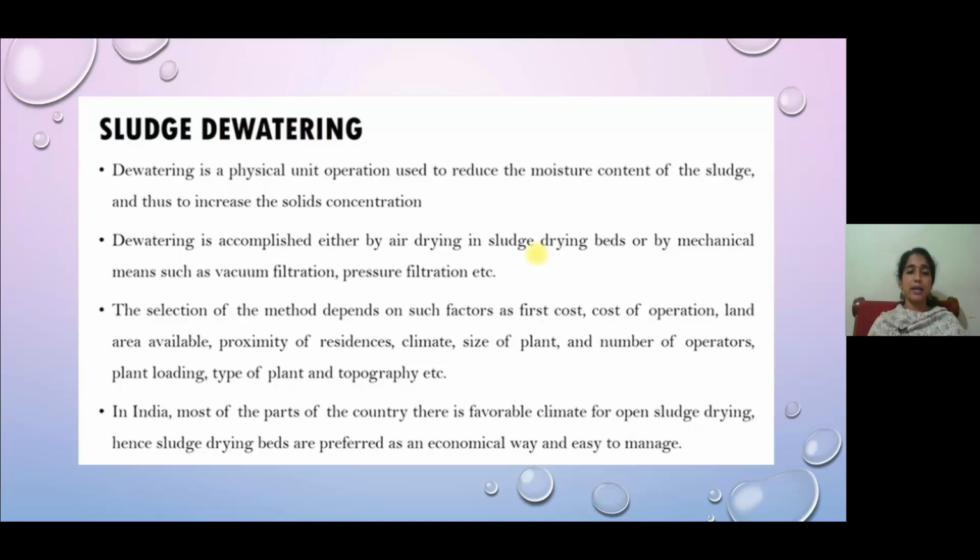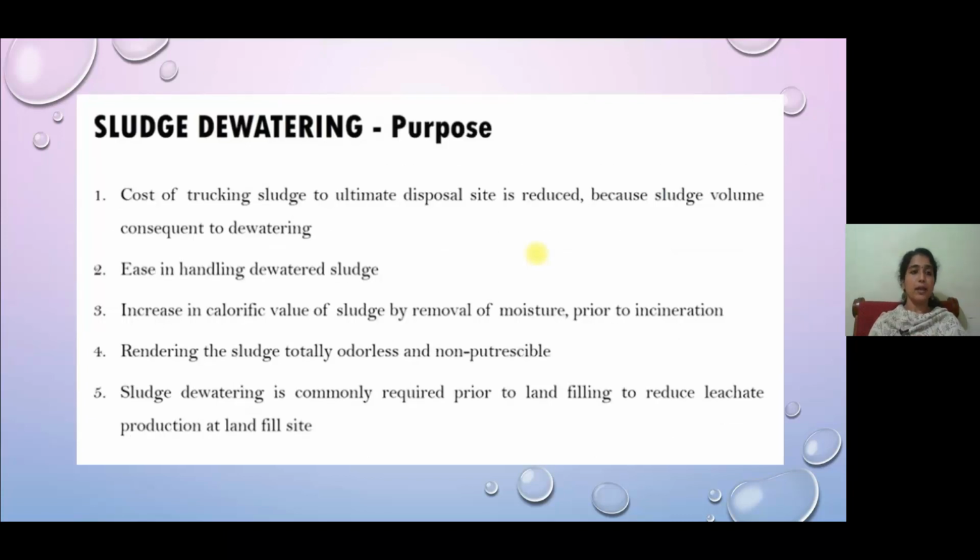And if we have space restrictions like proximity of residences, or climatic conditions, that is, if it is humid or a cold country, then we have to go for another method, that is, the mechanical method of dewatering. In India, in most parts of the country, there is a favorable climate for sludge drying beds.